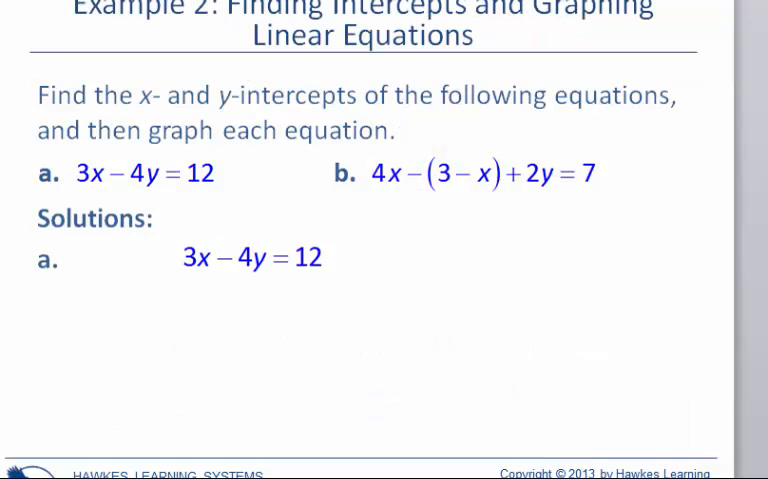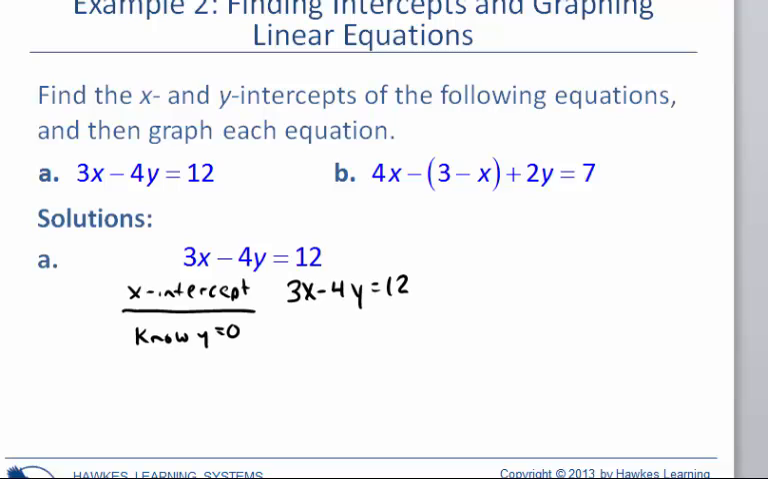So let's begin with an example. Find the x and y intercepts of the following equations and then graph each equation. So we begin with 3x minus 4y is equal to 12. If we want to find the x-intercept, then we're going to remind ourselves that the y value is 0. So what we can do is take our equation, 3x minus 4y is equal to 12, and plug a 0 in for the y.